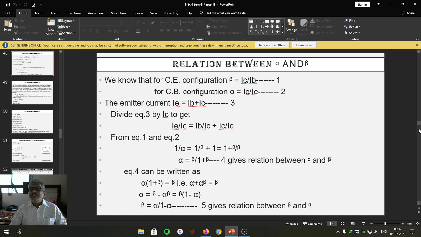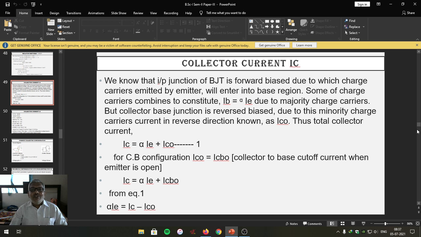To proceed further, now we are interested in calculating the collector current of BJT in both the configurations, when those are biased properly. That means when the input junction of BJT is forward biased and the output junction is reverse biased, then we are going to calculate how much collector current will flow through that particular BJT.